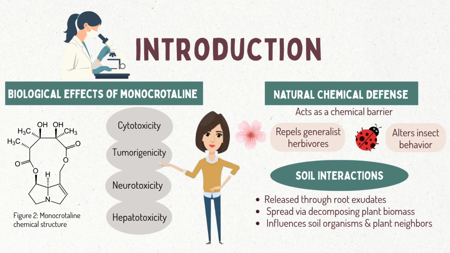Monocrotaline is important for agriculture and ecology because of its strong allelopathic effects. It acts as a chemical barrier, preventing generalist herbivores and altering insect behavior, while it also engages in soil-mediated interactions via root exudates and also the decomposition of biomass. Thus, monocrotaline signifies the complex function of secondary metabolites in the phytochemistry and ecological interactions of Crotalaria species.